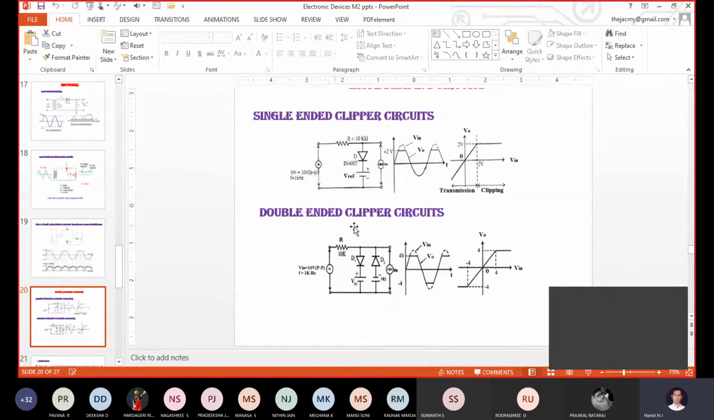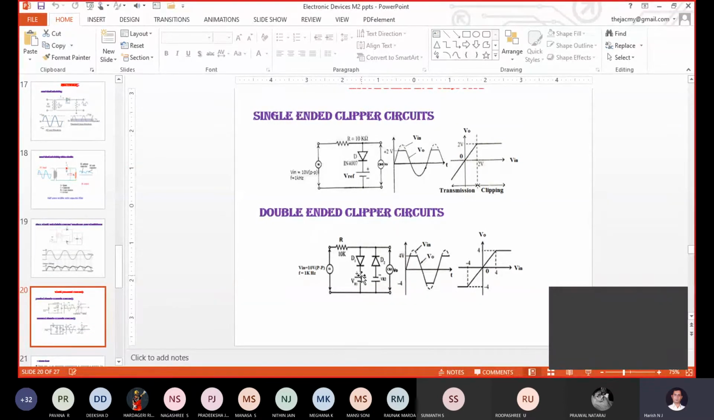Now coming to the double-ended clipper circuit. Here, on both sides, we are clipping part of the signal: on the positive half of the cycle and also on the negative half of the cycle. Both sides, just part of the signal was removed. Correct. So this kind of circuit design we call a single-ended clipping circuit. This kind of design we call a double-ended clipping circuit.